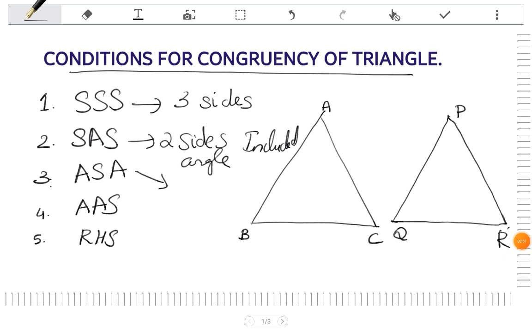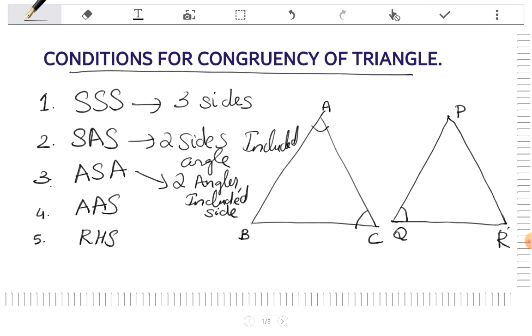And our next condition is the ASA condition. Here A stands for angle, so we need 2 angles, and here S stands for included side. We cannot take just any side, it should be an included side. So in this figure, suppose angle A is equal to angle Q, and angle C is equal to angle R.